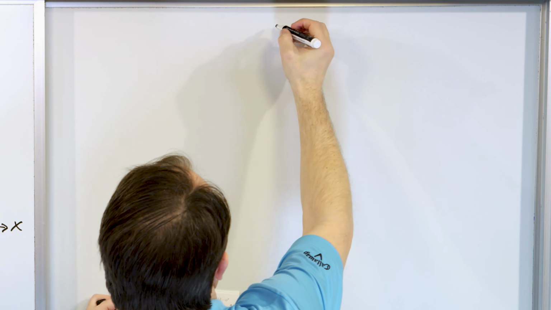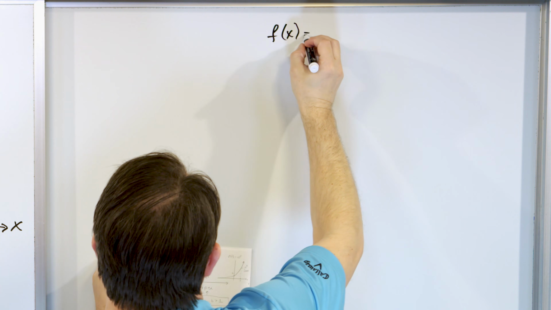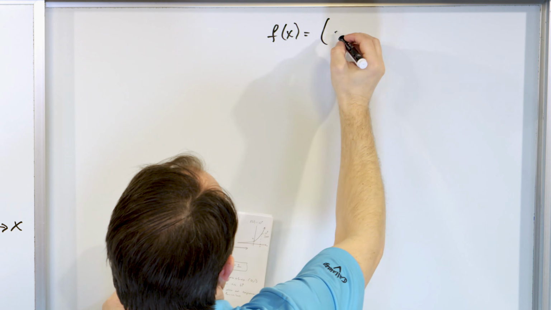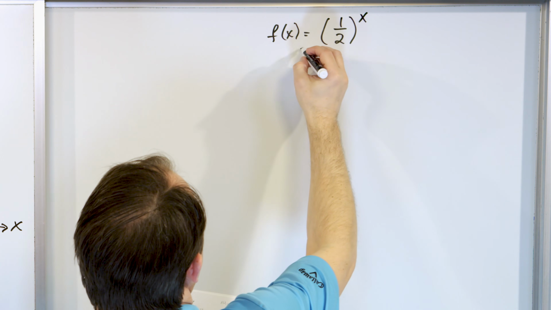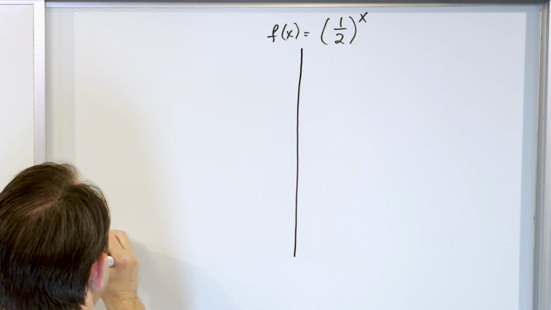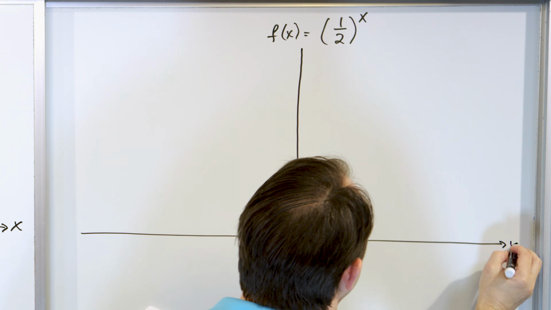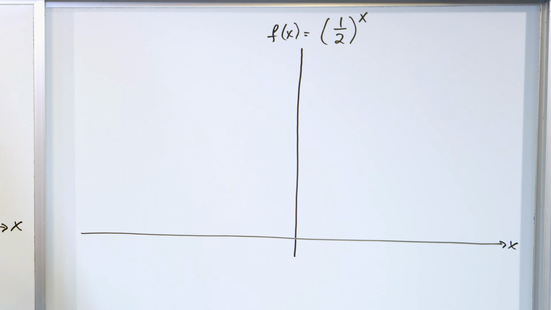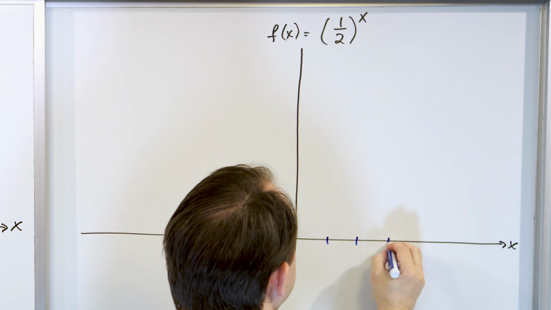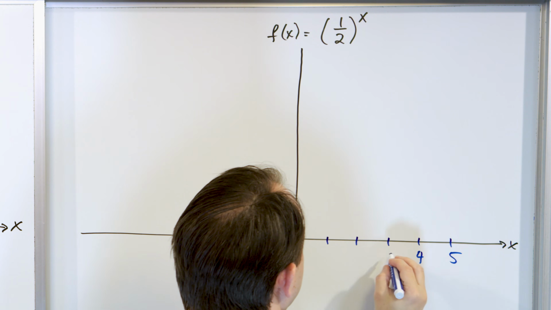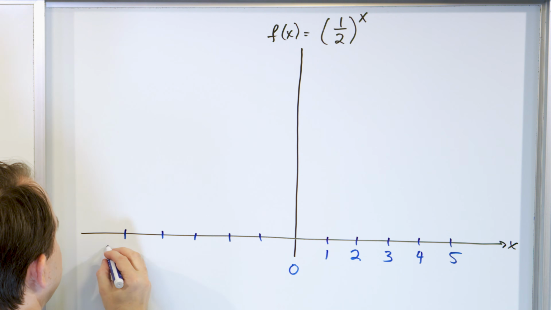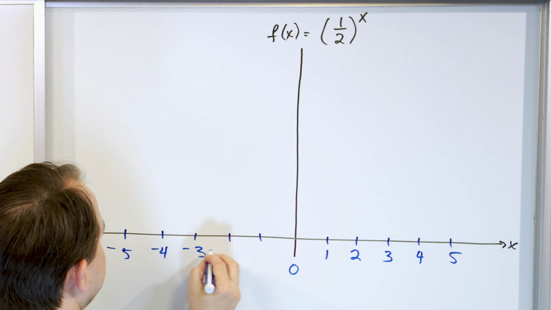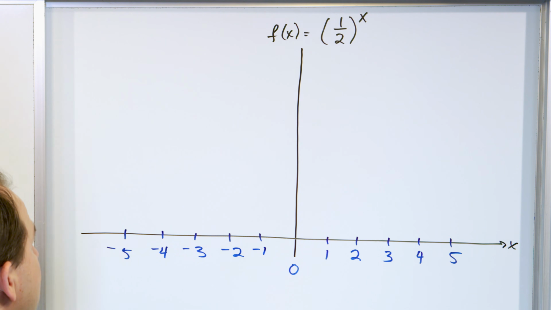Let's take another exponential function. Let's say f of x is equal to, instead of 2 to the power of x, let's take a look at 1/2 to the power of x. Same kind of thing, we're just going to draw a crude graph. It's not going to be exact at all, but we're going to do our best. All right, so let's do the same kind of numbers. 1, 2, 3, 4, 5. So 5, 4, 3, 2, 1, 0. Then -1, -2, -3, -4, -5.